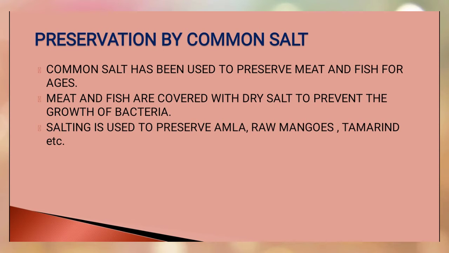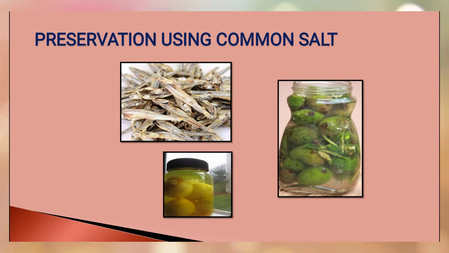Preservation by common salt. Common salt has been used to preserve meat and fish for ages. Meat and fish are covered with dry salt to prevent the growth of bacteria. Salting is used to preserve amla, raw mangoes and tamarind. So here you can see the image of dry fish, raw mangoes in salt and amla in salt.